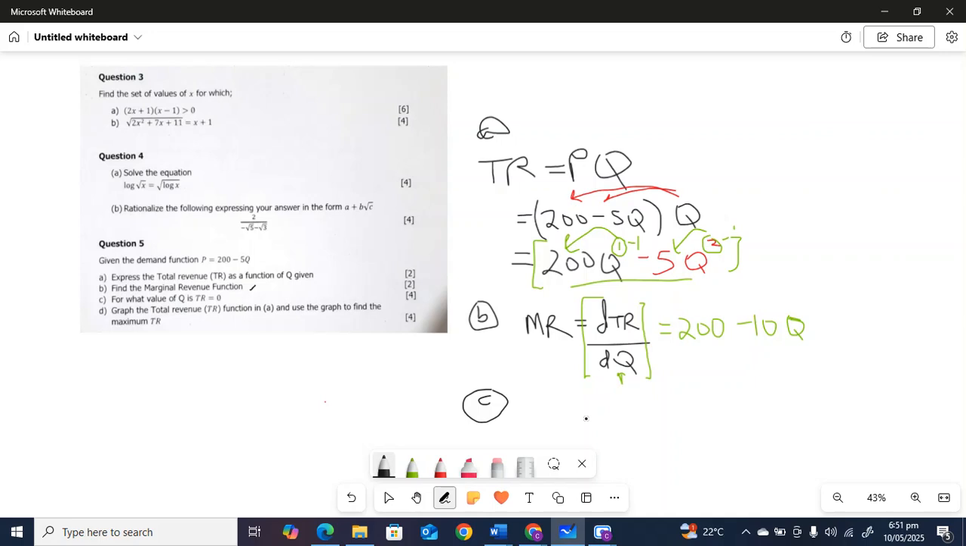Marginal revenue, according to mathematics and economics, is the first derivative of the total revenue. So when you want to get your marginal revenue, you need to derive your total revenue. And if they say find the marginal cost, it means you have to derive the total cost.